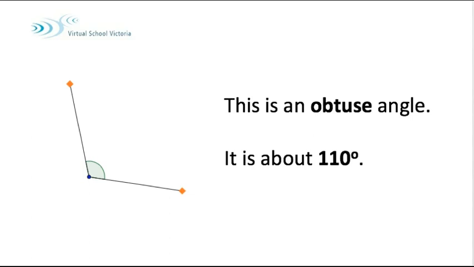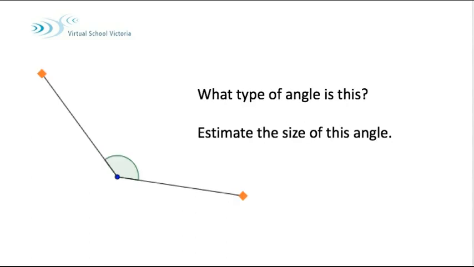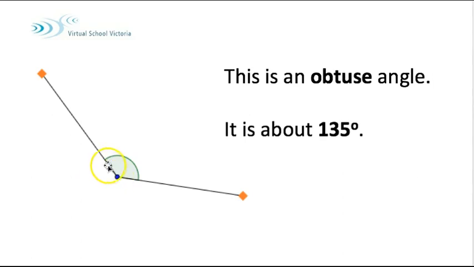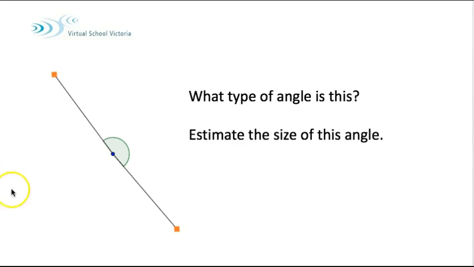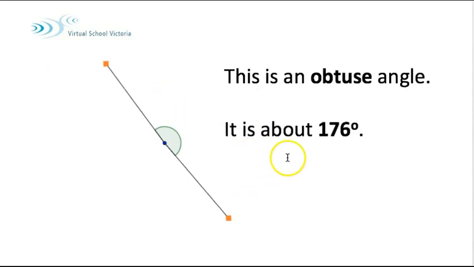This angle is an obtuse angle and its magnitude is about 110 degrees. We're still talking about obtuse angles, and the part that we're measuring in there is 135 degrees. It's not exactly a straight angle, so it's a little bit less than 180 degrees. If it's less than 180 degrees, it is still an obtuse angle, and that one was at 176 degrees.